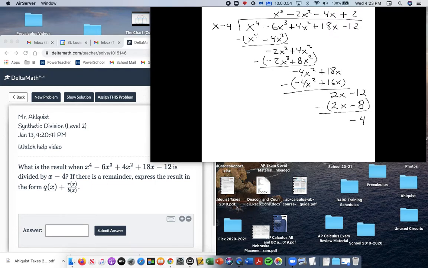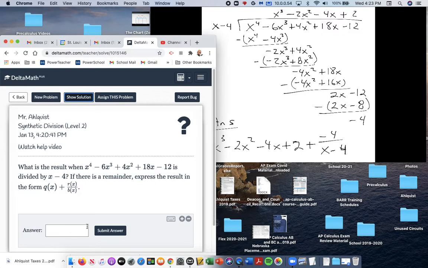So what that means for my answer is, I'm going to scroll out so I can write it down. I know it's a little small, but my answer then is the following. My answer is x cubed minus 2x squared minus 4x plus 2 minus, or we could just do plus negative 4 over x minus 4. And I think Delta Math will accept that. I will make sure.